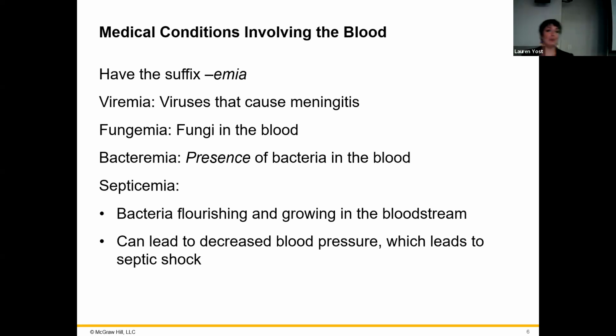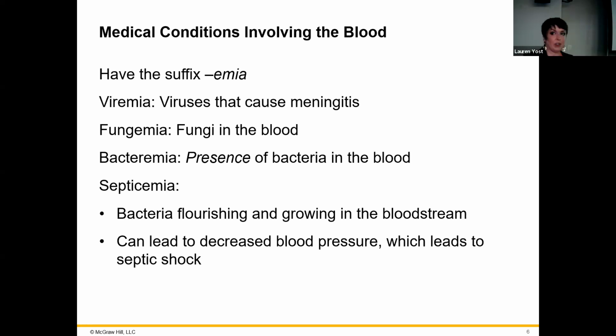Anytime you have a disease of the blood or condition of blood, we call it anemia. So if we talk about anemia, an is without, emia blood, so you don't have as many red blood cells as you should have. Viremia, we have viruses in the blood. These are often viruses that can cause meningitis and be transferred to the brain tissue crossing from the blood. Fungemia, fungi in the blood.